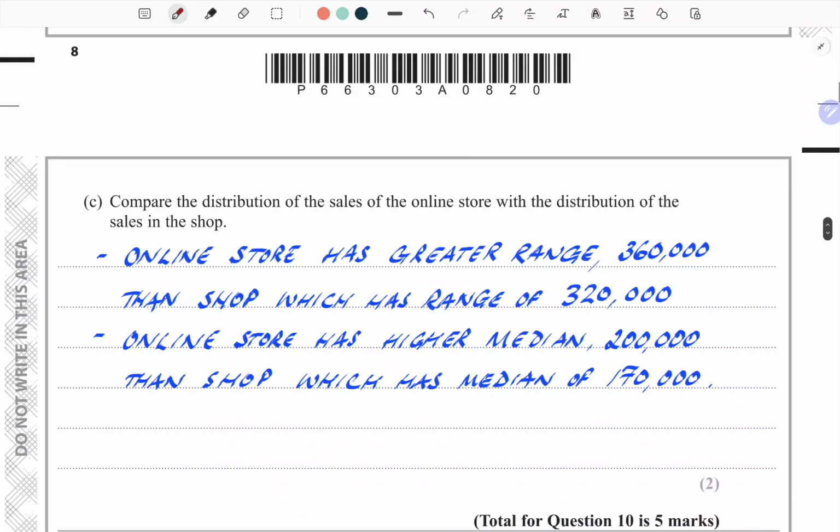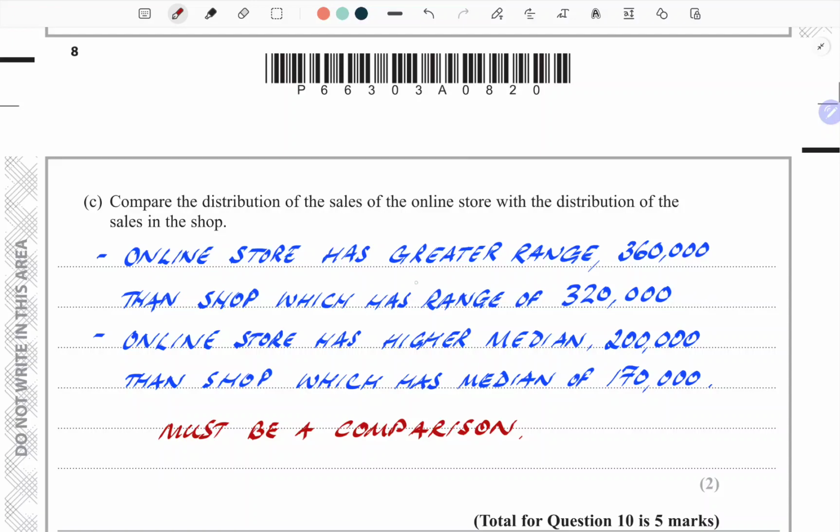So just to polish the question off, you need to write a comparison. It must be a comparison. You can't just state the numbers. You have to say which one is greater, which one is less, etc. So to be safe, put: online store has greater range of 360,000 than shop, which has range of 320,000.